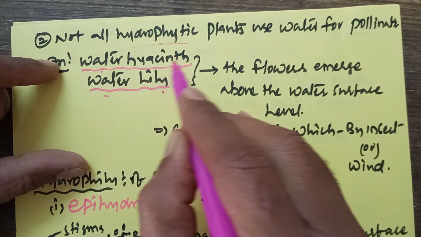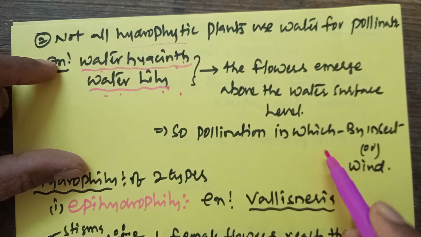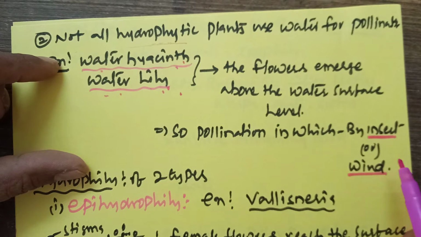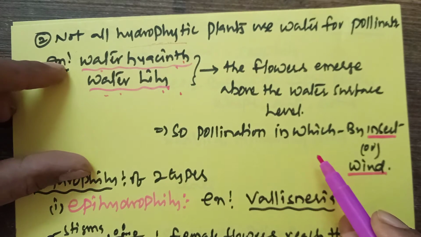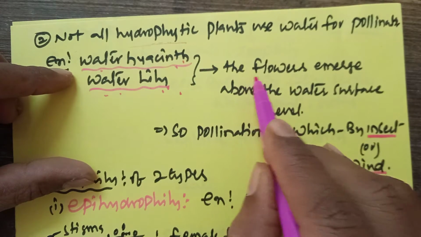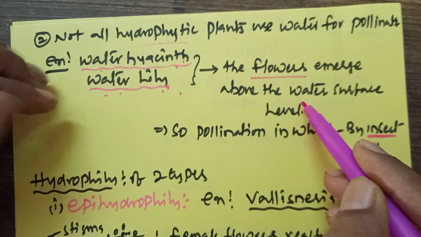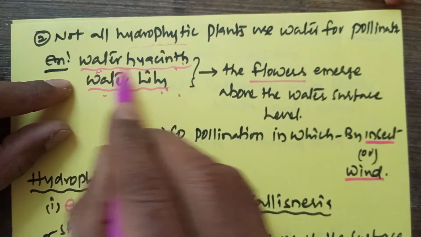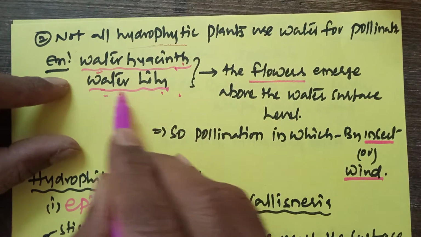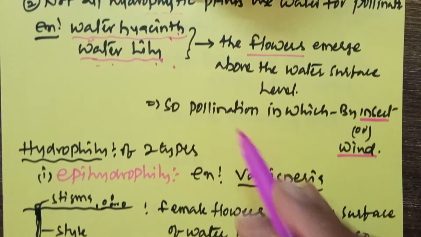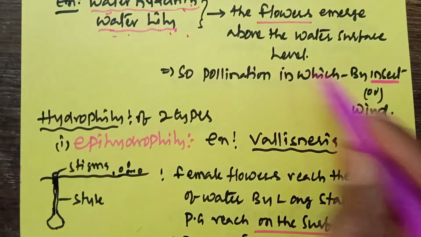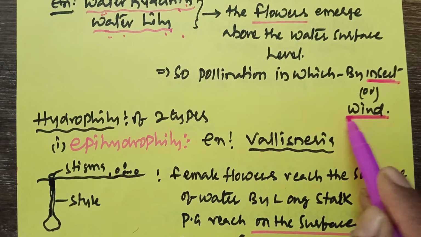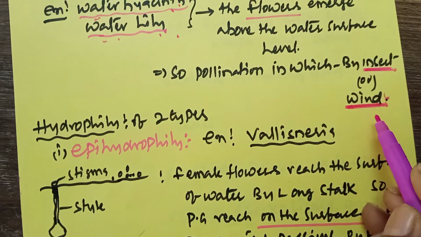In water hyacinth and water lily, the pollination takes place mainly by insects and wind, even though they belong to hydrophytic plants, because the flowers grow or emerge above the water surface level, so water pollination does not take place. These are typical examples of plants that do not prefer water pollination, where pollination takes place by insects and wind. Pollination by animals is also called zoophily.